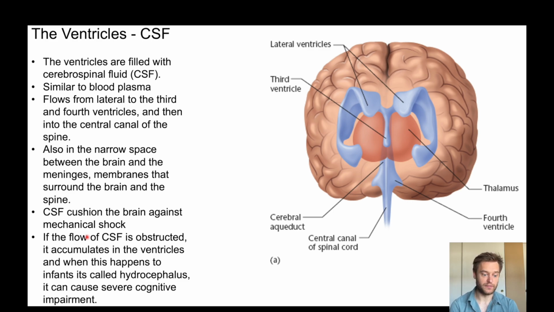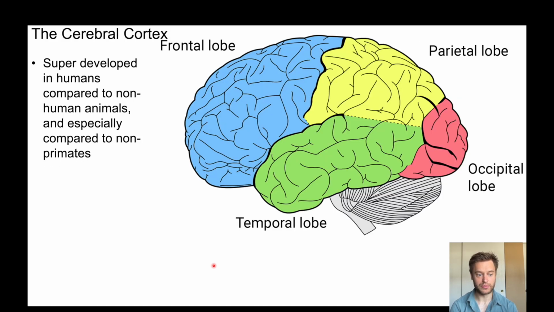If the cerebral spinal fluid is obstructed, it accumulates in the ventricles, and when this happens in infants, it's called hydrocephalus, and it can cause severe cognitive impairments. Basically, if the cerebral spinal fluid can't flow the way it's supposed to, it enlarges the ventricles. The ventricles expand and don't allow the other areas of the brain to develop properly. So you have some severe cognitive impairments when that happens.